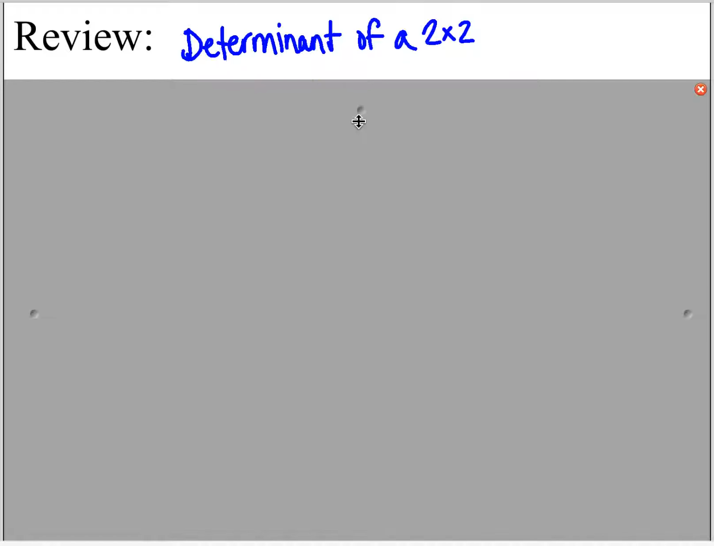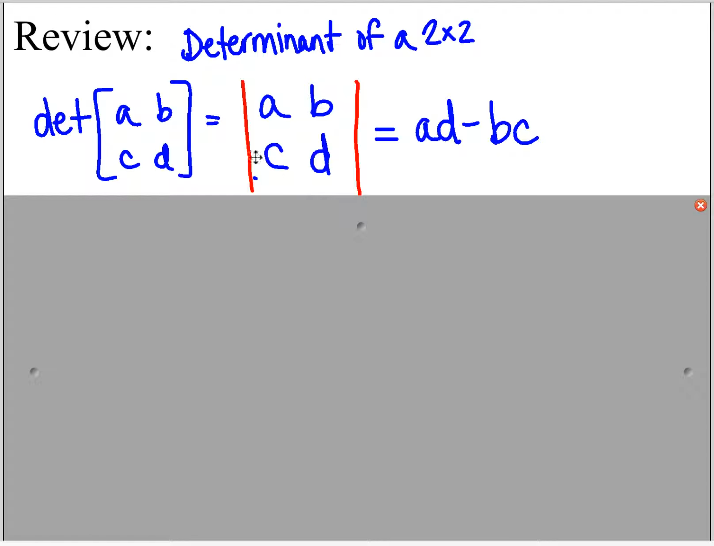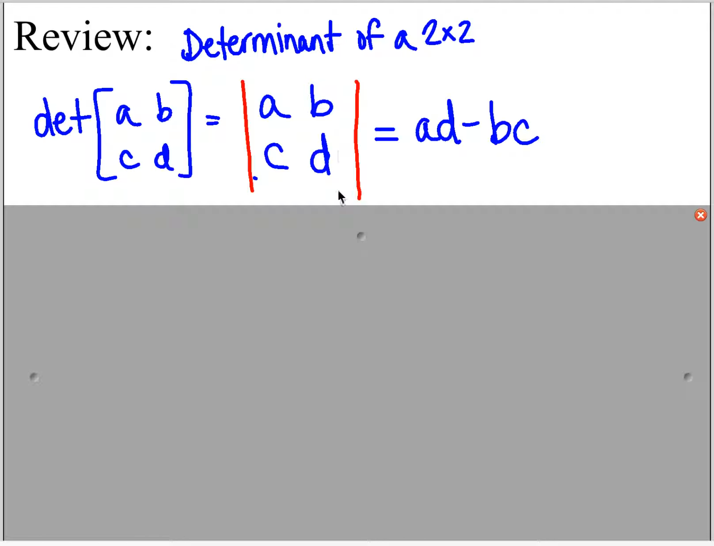The determinant of a 2 by 2, if it is an A, B, C, D matrix, can be denoted with these vertical bars, and it's AD minus BC. So it's the product of the first diagonal minus the product of the other diagonal. I want you to know that these vertical bars do not mean absolute value. It's a way of denoting, find the determinant of this matrix.